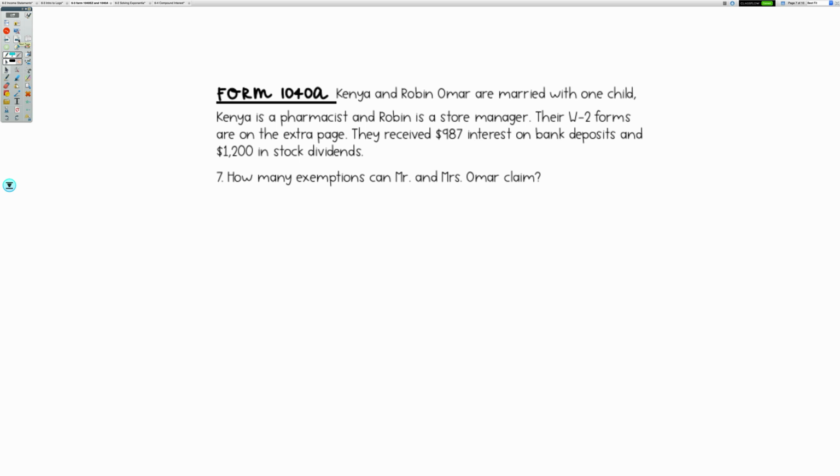All right, so a 1040A is similar. It's also the most basic form, but the main difference is if you have dependents.